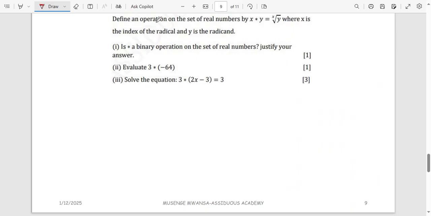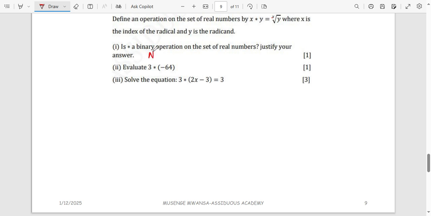Define an operation on the set of real numbers. X star y is the x root of y, where x is the index of the radical and y is a radicand. Is star a binary operation on the set of real numbers? Just for your answer. I told you when you have got a root, the answer is not always a binary operation on a set of real numbers. Unless on a set of complex numbers, yes, because every number is a complex number.